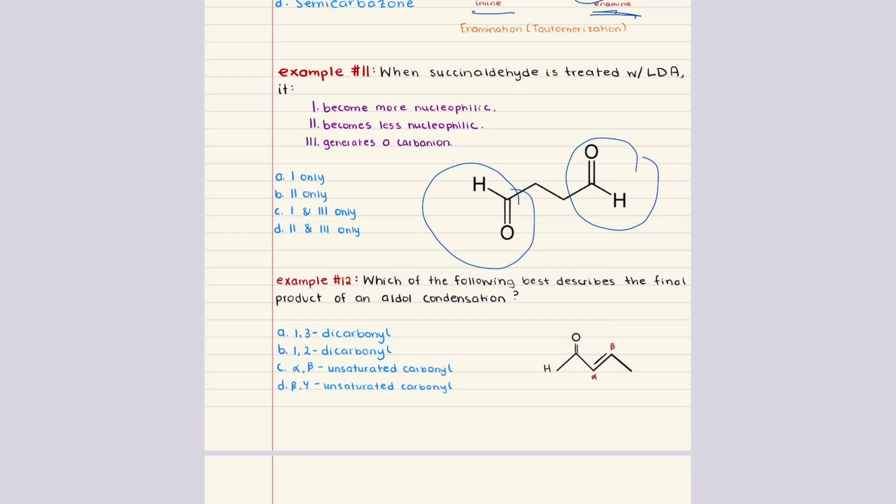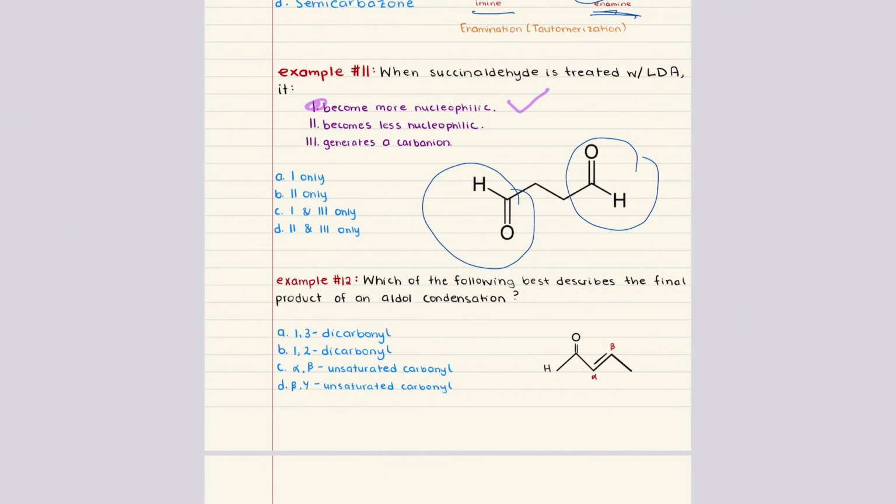Enolates are significantly more nucleophilic than their parent carbonyl compounds because they have a negatively charged carbon with available electron density. And this makes them highly reactive towards electrophiles, especially in carbon-carbon bond-forming reactions. Now let's evaluate these statements. Statement 1 says it becomes more nucleophilic. This is true. The formation of the enolate increases the compound's nucleophilicity.